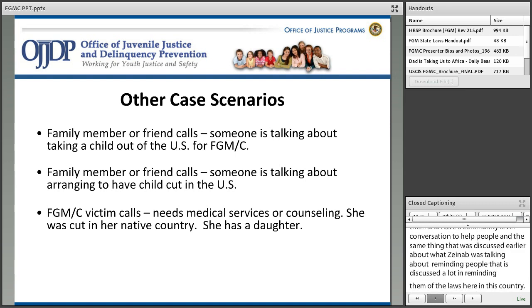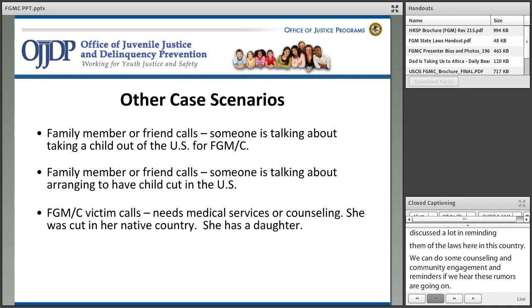Thank you. And what if a family member or friend calls saying someone's talking about arranging to have a child cut in here in the United States?